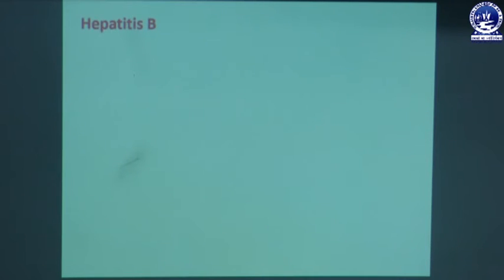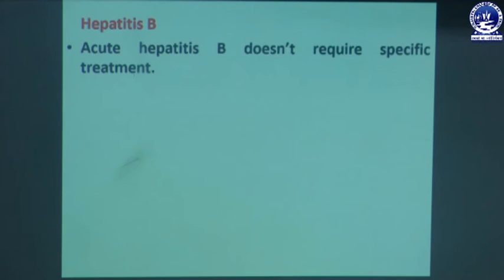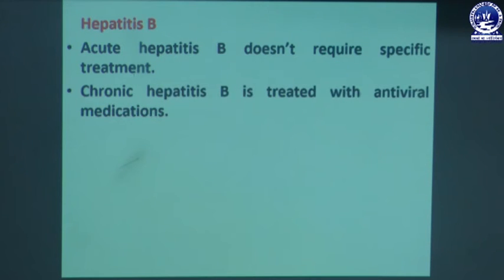And then hepatitis B. What are the treatments for hepatitis B disease? Acute hepatitis B doesn't require specific treatment. When a person is suffering from acute hepatitis B, there is no requirement of specific treatment. Chronic hepatitis B is treated with antiviral medications.